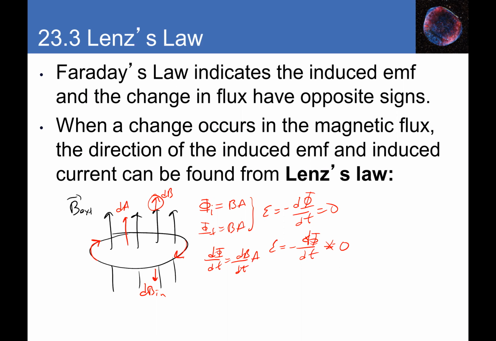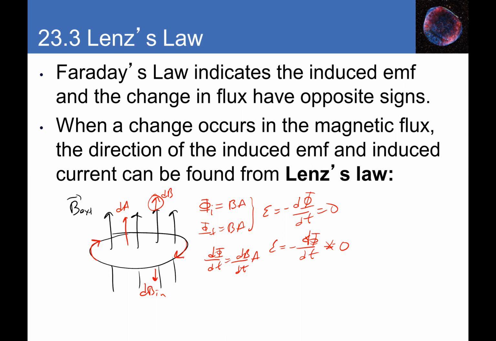That means this loop can generate its own magnetic field to try to fight the change in the external magnetic field. So it's going to create current. In this case, it has to generate magnetic field down because it's going to oppose the increase in magnetic field. That means the induced magnetic field should be in the opposite direction of the external magnetic field. And in order to have a downward induced magnetic field in the loop, we should have a clockwise current.